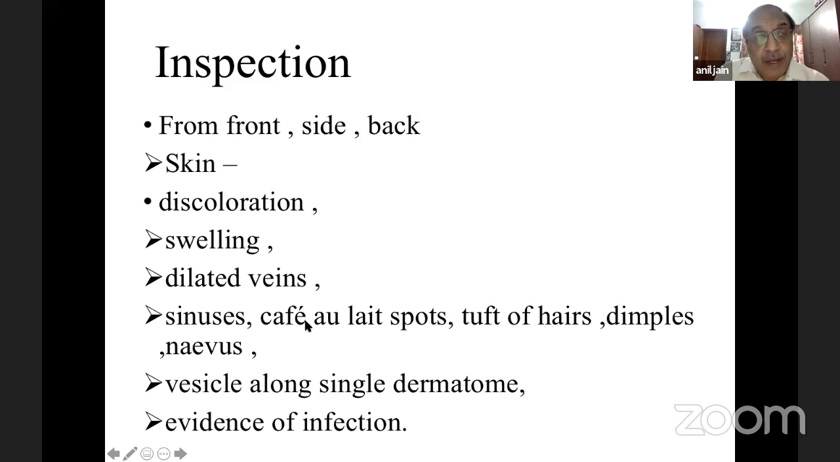Cafe au lait spots are a forerunner of neurofibromatosis. In that case, a single cafe au lait spot of 5 centimeters or more is significant. However, if these are smaller cafe au lait spots, of 1 centimeter or more, then 5 of them are taken as significant. And in children, it is 2.5 centimeters for a single spot, and 0.5 centimeter for smaller cafe au lait spots.